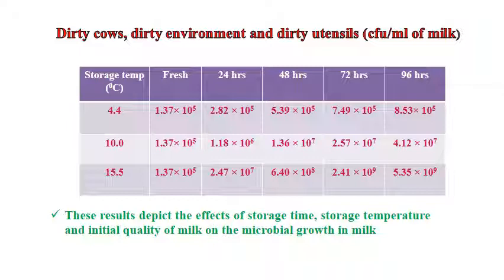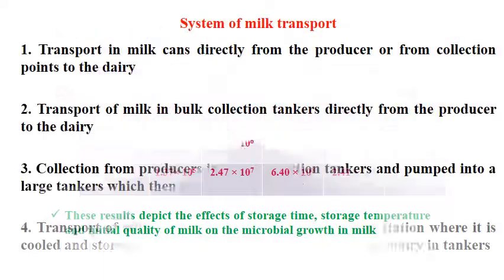So roughly we can see in 72 or 96 hours the microbial growth is 10 times higher due to the dirty situation in cow environment and utensils. So these results depict the impact of the hygienic conditions and the time and temperature on microbial growth.